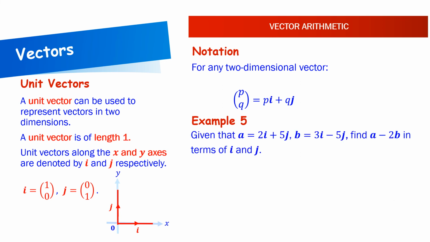Now let's have a go at another example. Pause the video and have a go. Press play when you're ready to view the solution. So let's solve this. Given that a equals 2i plus 5j, b equals 3i minus 5j, find a minus 2b in terms of i and j.